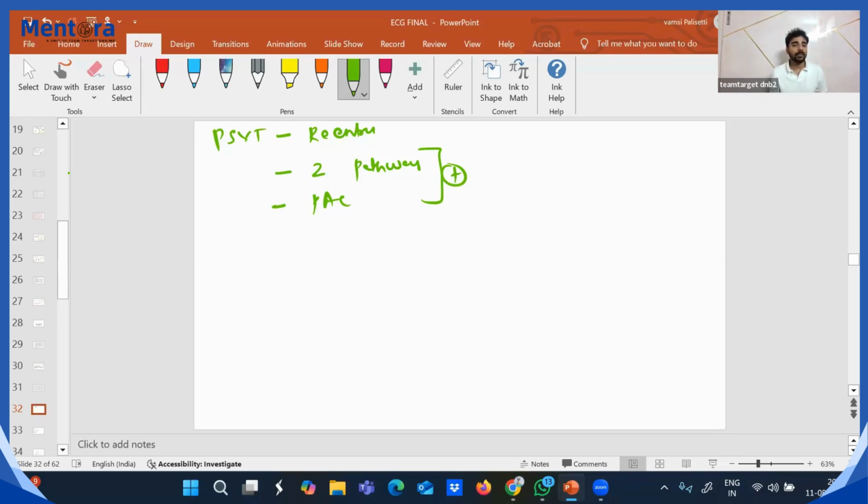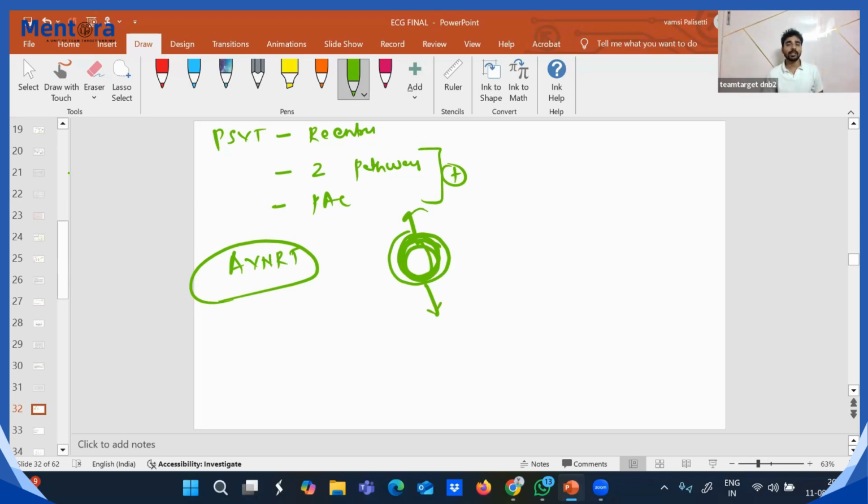Then in PSVT, the first thing is AV nodal re-entry tachycardia. That means within the AV node only the re-entry phenomenon is happening. This re-entry phenomenon is becoming ectopic and generating impulses and sending impulses to the atria and ventricle, so both are depolarizing simultaneously. In this we have two things: one is slow fast, the other is fast slow.